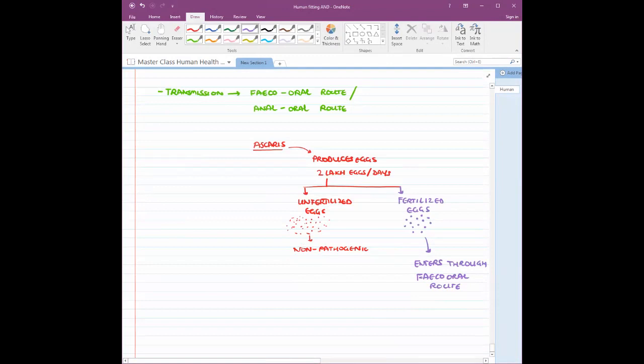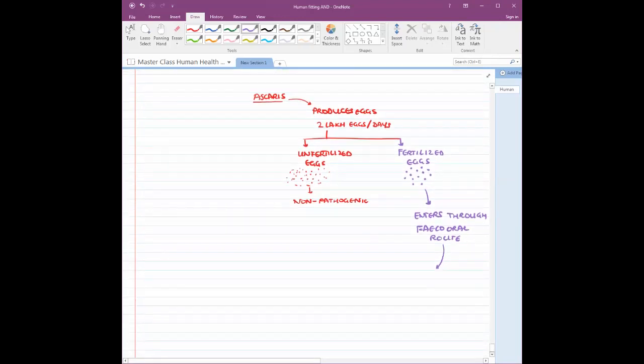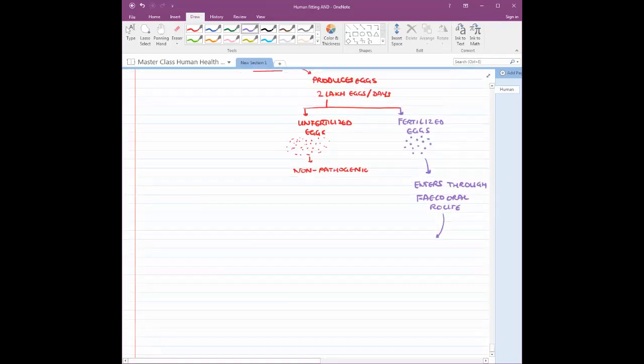Now, once it has entered through the fecal-oral route, let's try to see the situation. We have the stomach, and at the present moment they are in the stomach, and then in the intestines. Initially they were in the stomach, but these fertilized eggs are really, really strong, really sturdy, so they can withstand the acidity of the stomach.